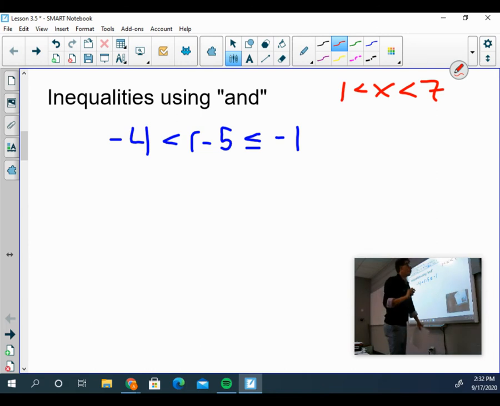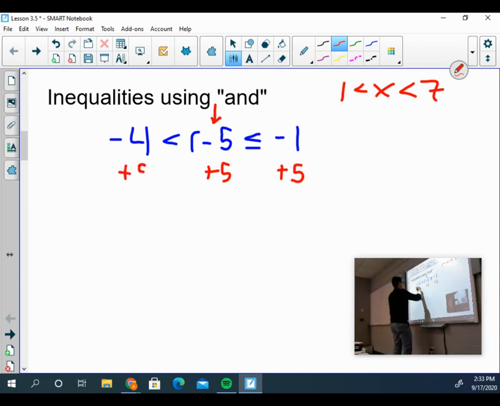So just like we've been doing, look at the variable and see what's preventing it from being alone. I identify that this -5 is standing in the way of the variable being alone. Your chapter 2 brain should tell you, well, the opposite of r minus 5 is plus 5. But the question becomes, do I add the 5 to the -4 or to the -1? Well, the answer is, because we're doing an and inequality, you're actually going to add 5 to both.